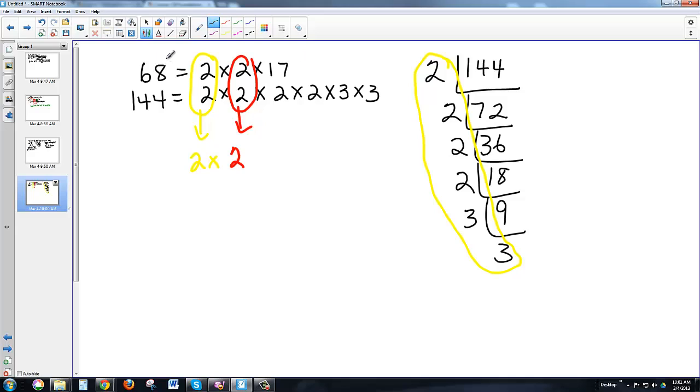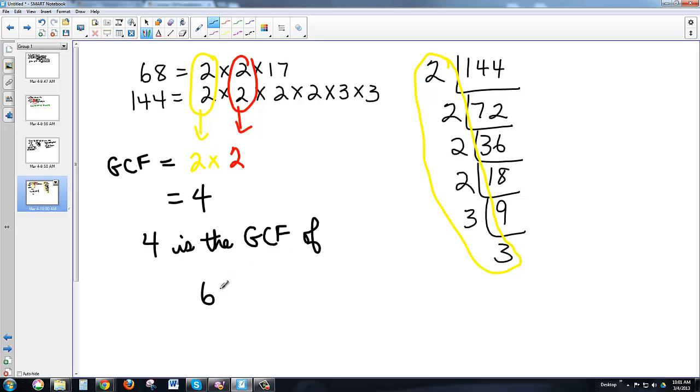What do I know now? For 68 and 144, the GCF is whatever 2 times 2 is. 4 is the greatest common factor of 68 and 144. That's all there is to finding a GCF.